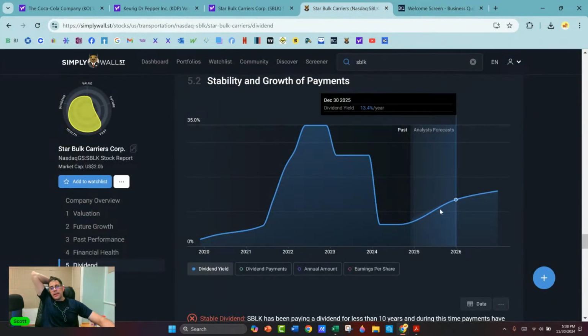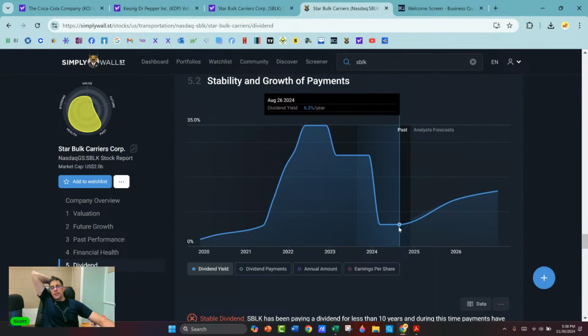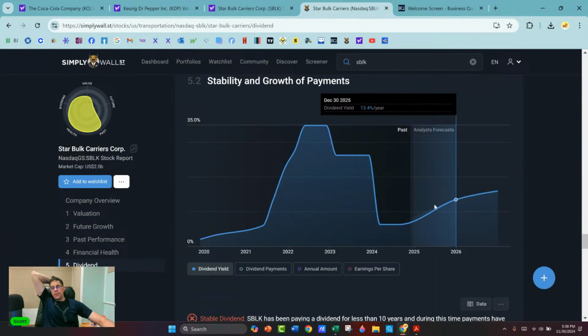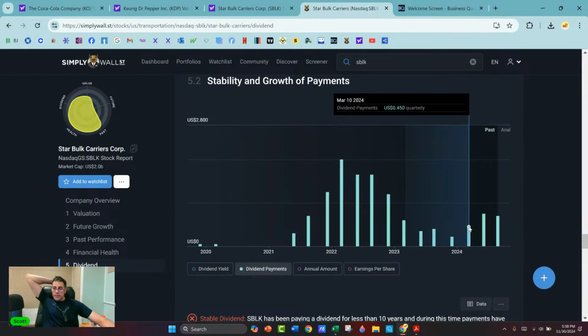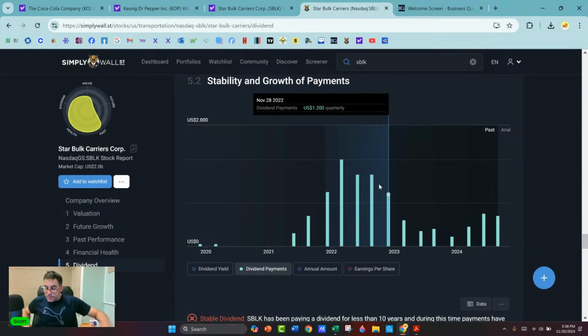Well, I think because the yield, this is as of August, and you can't go up to December 2024. I guess that's why. Dividend March. Yeah, it's fine.